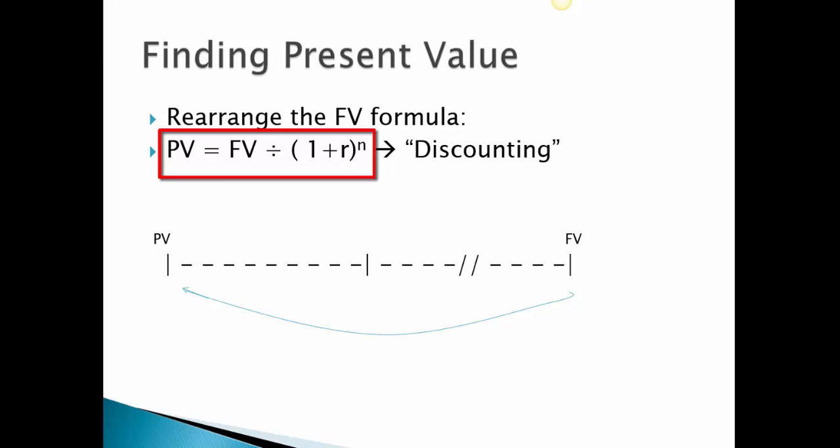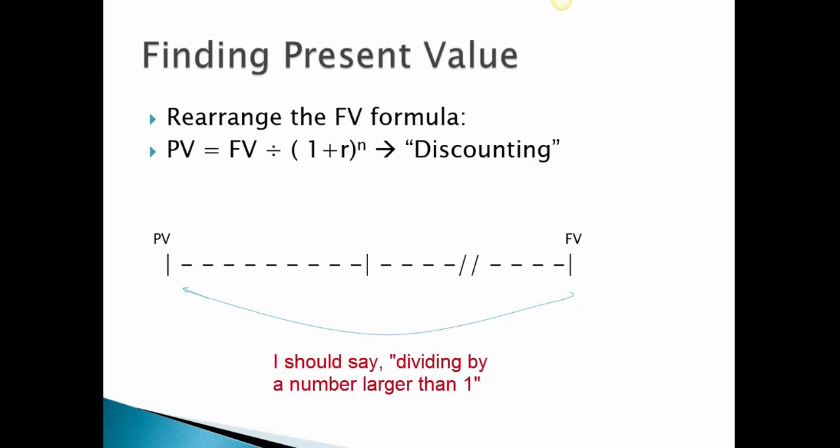Whenever you hear the term discounting in this class, that's what we're doing. We're dividing the future value, some amount that's going to be received or paid in the future. We're going to divide that by 1 plus the interest rate raised to the number of periods, and we're going to end up with a smaller number. The present value is going to be smaller than the future value because we're dividing by a positive number. So that's the formula for present value.